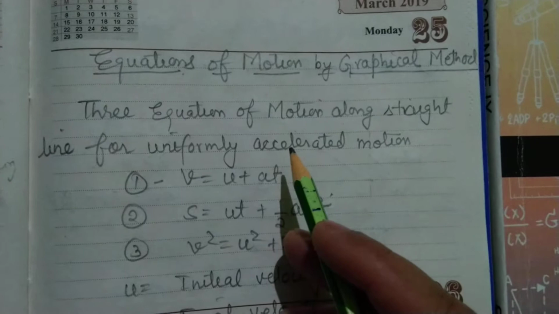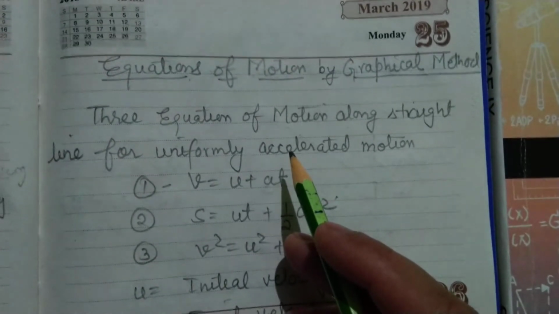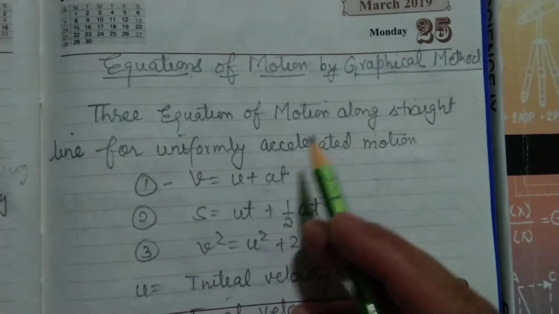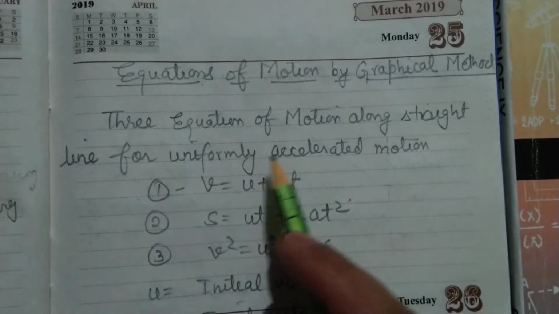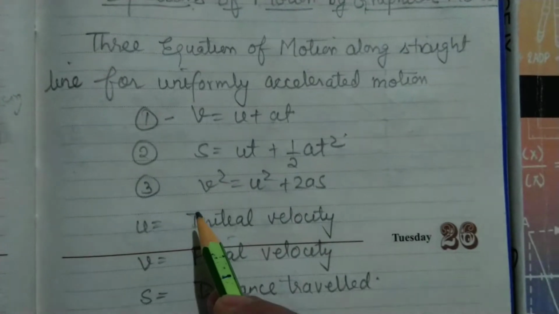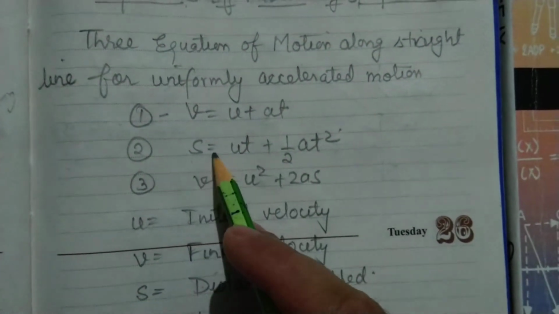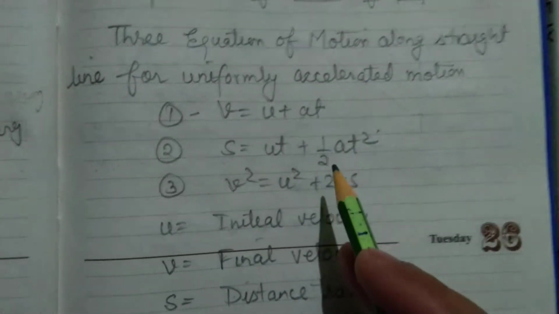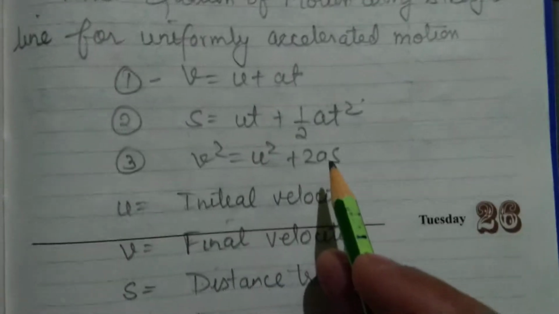The example is, suppose you are dropping a ball from your hand, then the ball is falling downwards, so it is moving in a straight line and it is accelerated as well because gravity is pulling it. Now the equations are three. First is V = U + AT, S = UT + half AT square, V square = U square + 2AS.